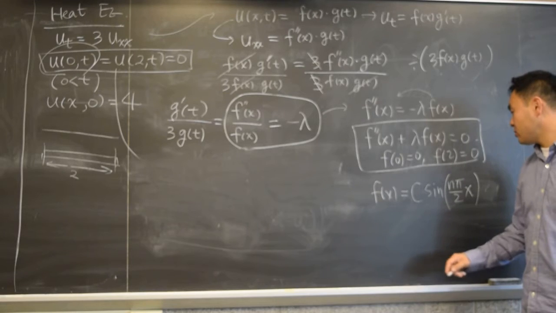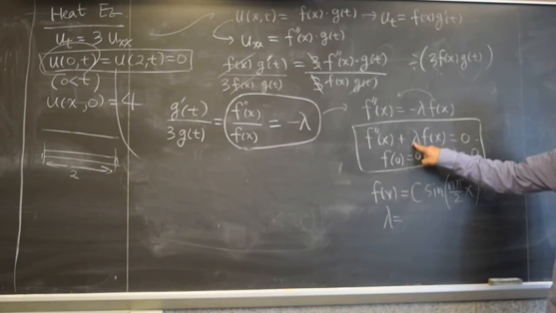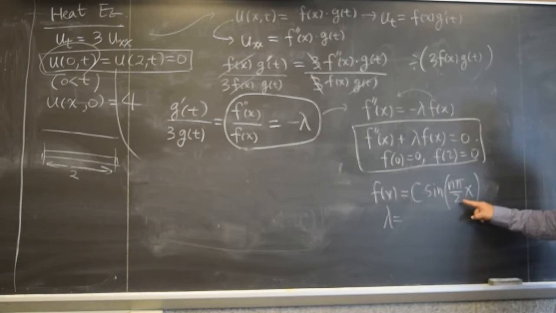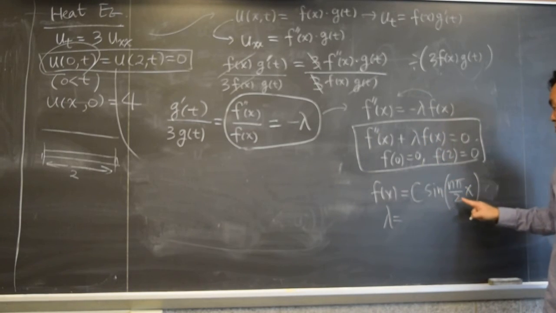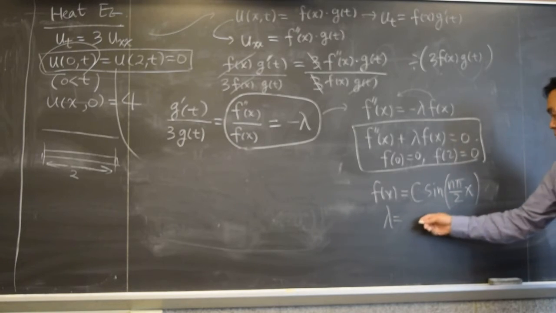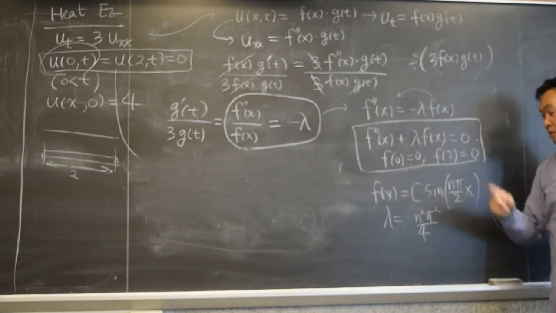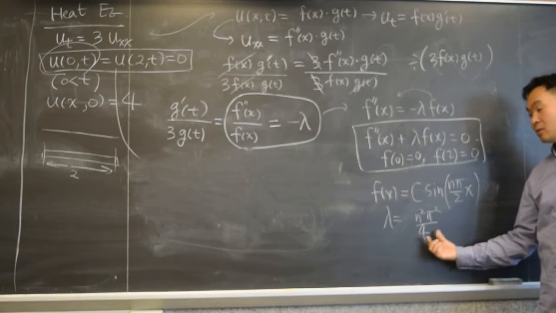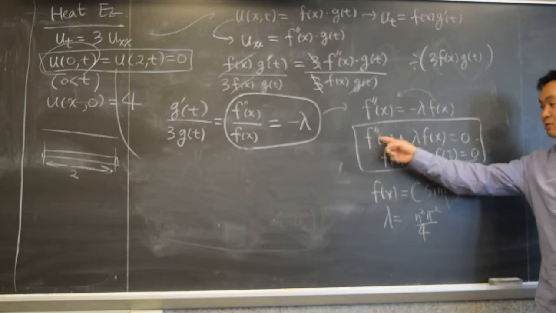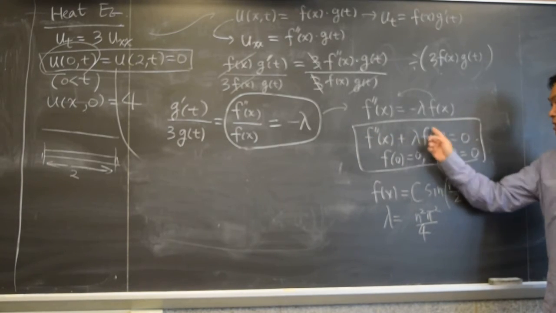And in addition to this, what should lambda be? If you differentiate this twice, you'll get negative n squared pi squared over 4, right? And for that to cancel, lambda has to equal this value squared. Lambda should be n squared pi squared over 4, or else you can't cancel. So just imagine yourself plugging this in here. If you differentiate twice, this will pop up, and when lambda is this value, they're going to cancel and you're going to get 0.